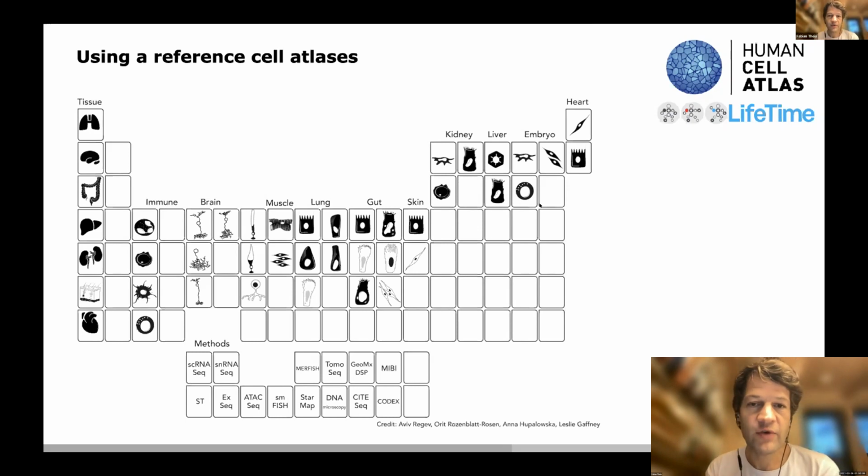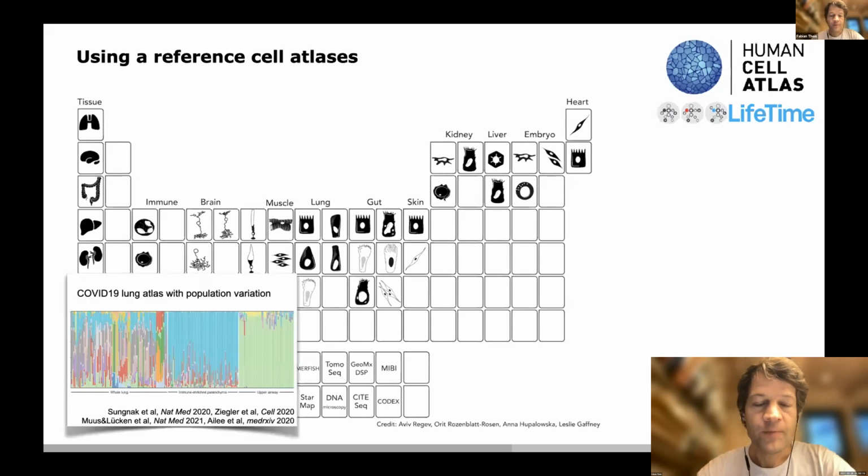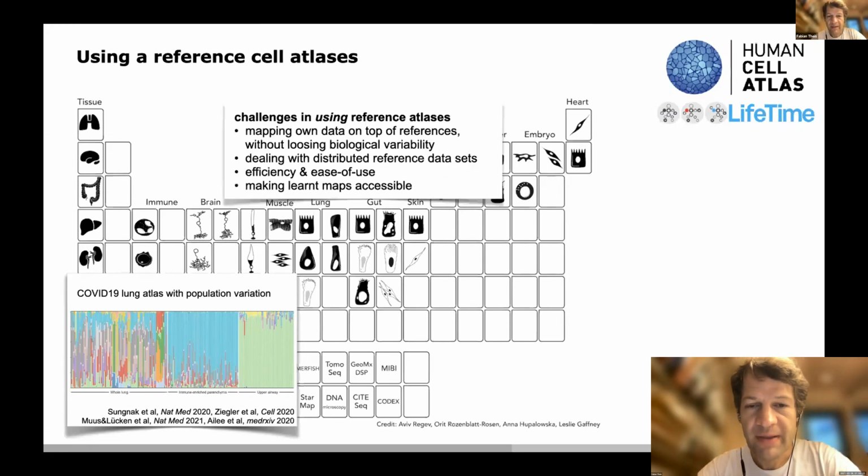We'd like to do the same thing for cell types, and it's not yet happening, but those atlases are being generated. And I'm, for example, involved in the lung atlas, and we've been applying this also to COVID and so on. So there's a bunch of nice papers in collaboration actually with a bunch of people at the Broad. But there are some challenges in using those atlases, because each of those maps look different. How can you also deal with distributed data?